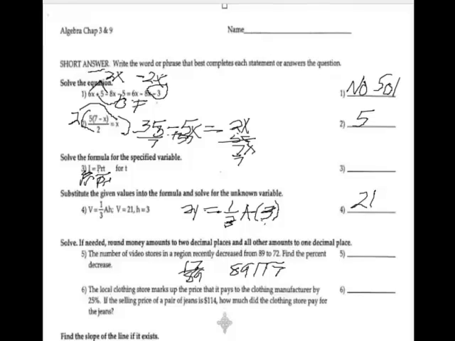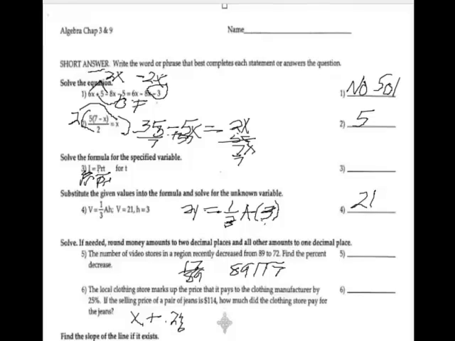The local clothing store marks up the price that it pays to the clothing manufacturer by 25%. Okay, well, all right, it's not real bad. If the selling price is, wow, $114, how much did the clothing store pay for the jeans? So if they want to know how much the clothing store paid for the jeans, we know that that's X, right? So they paid X. And then with that, what they paid, they marked it up by a quarter, 0.25.